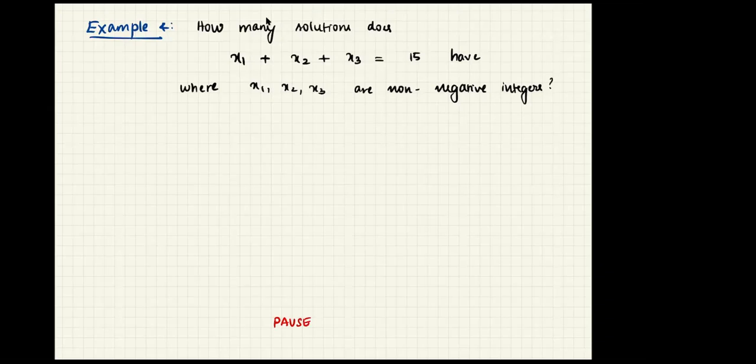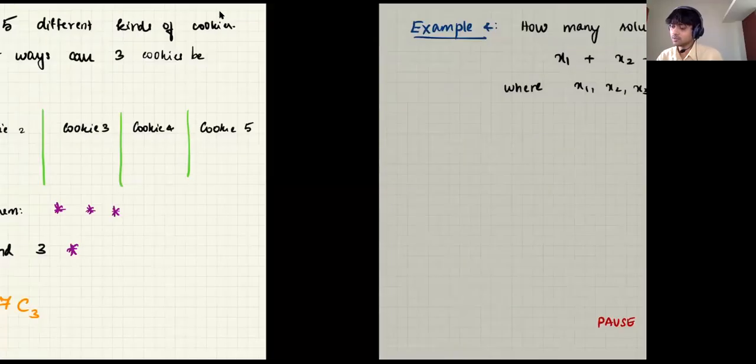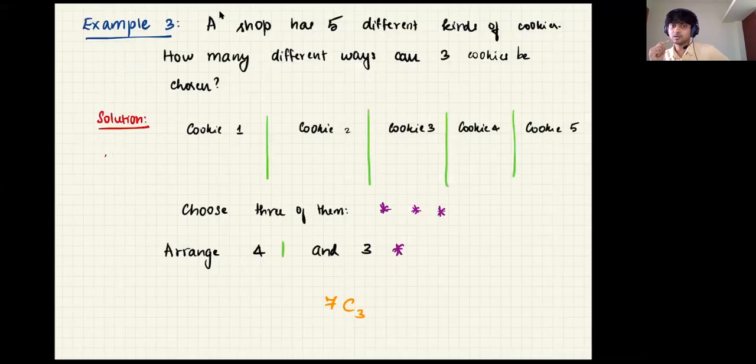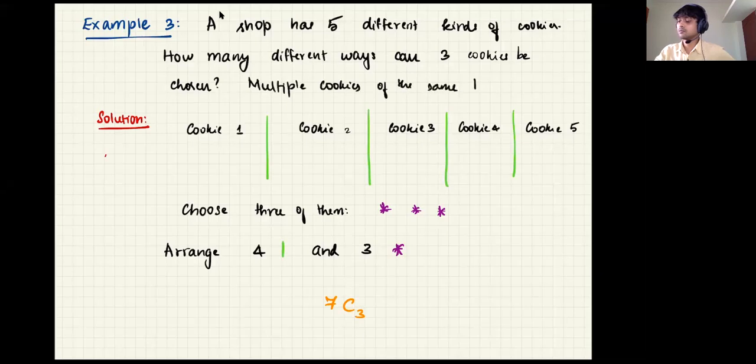Hello. Yes, sir. Actually, in the previous problem, which one? This one? Yes, sir, that cookie problem. Sir, we are choosing 3 cookies from 5 different cookies, right? So you can also choose 2 cookies of the same type. Multiple cookies of the same kind can be selected. Was that the question?